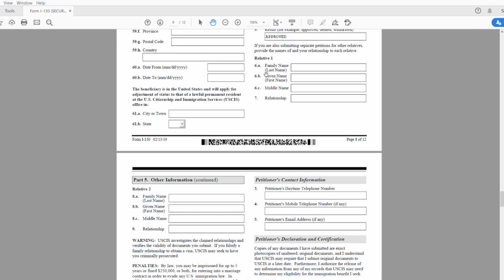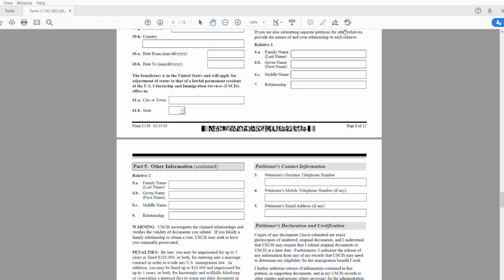If you're also submitting separate petitions for other relatives, provide the names of and your relationship to each relative. So if you're applying for, for example, a child that you had with the US citizen or a stepchild, you would have to file a separate I-130 form since you are a US citizen, and you would have to indicate the name and the relationship for each relative you are filing for.